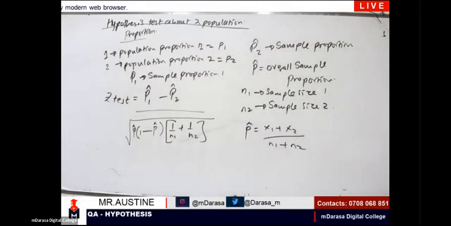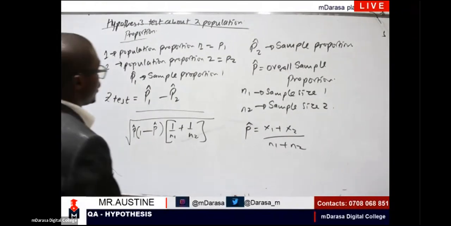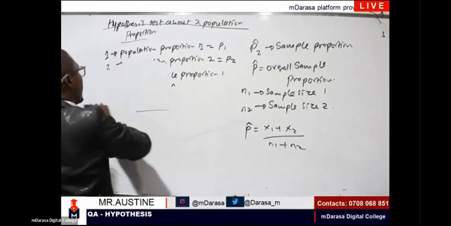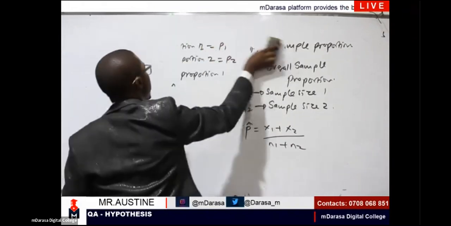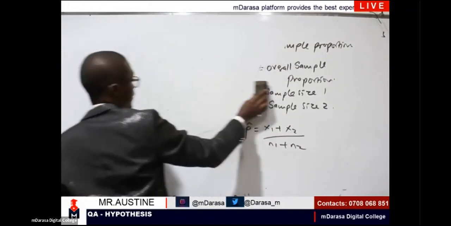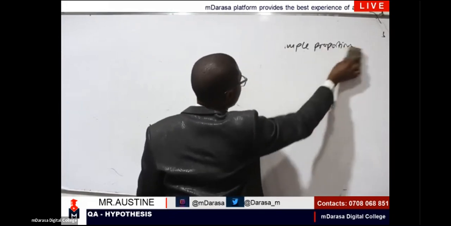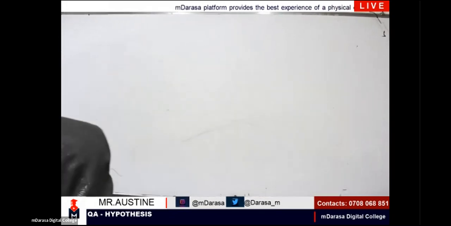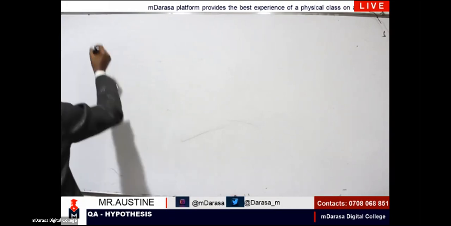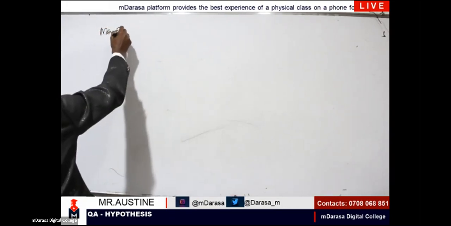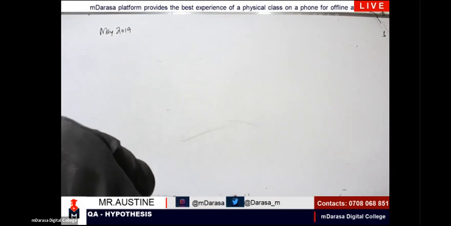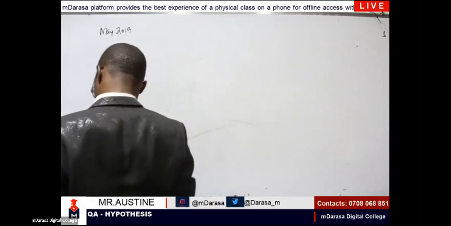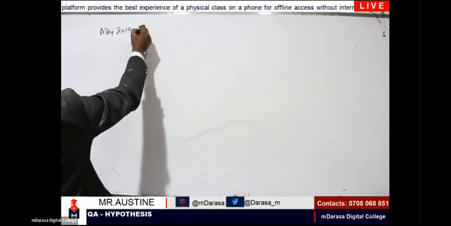Let's go to May 2019 question 3 part B. If I've passed first, you'll pause the video so that you can capture whatever is discussed earlier. So it's May 2019, question 3B.